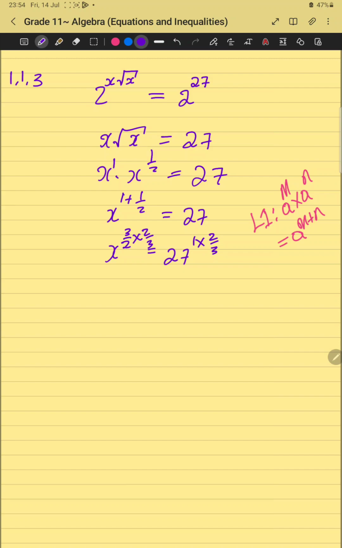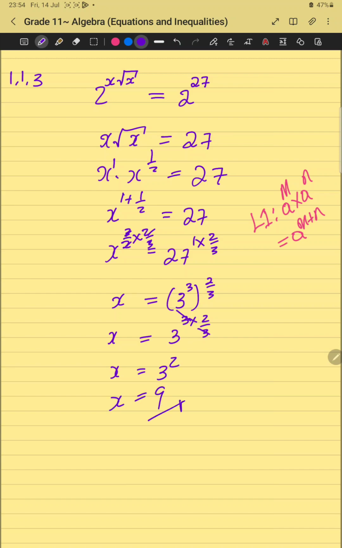All right, so this is going to nullify this, and then we're left with x equal to, remember 27 is made by 3 to the power 3, and then to the power 2 over 3. We simplify it further: it's 3 to the power 3 times 2 over 3, and the 3 will nullify the 3, so therefore we're going to have 3 squared, which is 9.